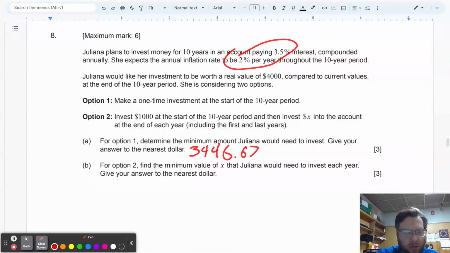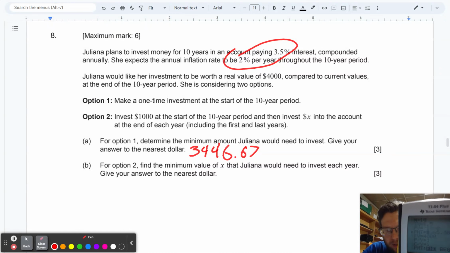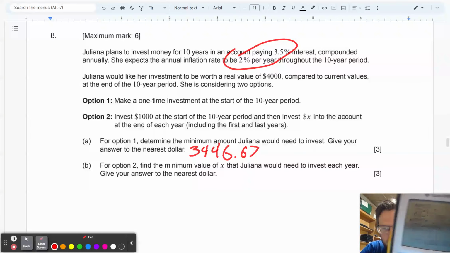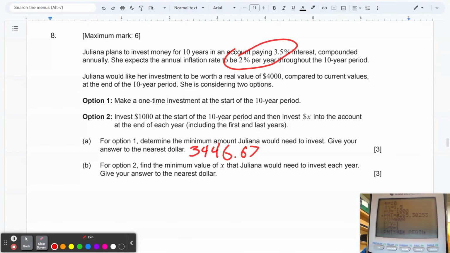Now, option 2: invest $1,000 at the start. So I put negative 1,000 as the PV because that's the present amount they're putting in, and X dollars in the account at the end of each year. I'm going to ask it to solve for the PMT. When I solve for the PMT, I get 265 right there. We kept the future value the same, the I% the same, everything else was the same. I just changed the PV to negative 1,000 and asked it to solve for the PMT.